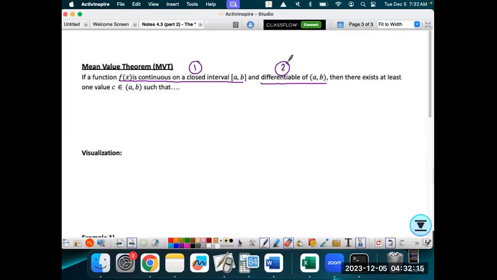So if it's continuous on a closed interval, differentiable on the open, then there exists at least one C value, so one X value, such that the derivative at that point will equal the slope of the secant line connecting the endpoints, which would be the change in those Y value outputs over the change in the X values.